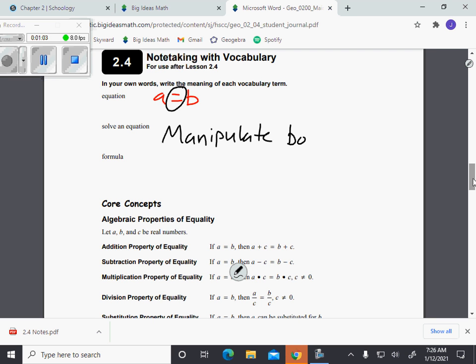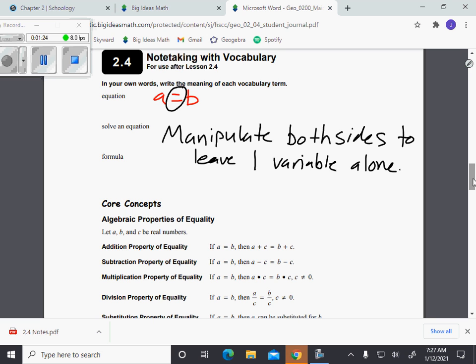When we solve an equation, what we do is we manipulate both sides of the equation to leave one variable alone. Okay, like when we solve for x, we want x by itself on one side of the equation. When we get that, we solve for x.